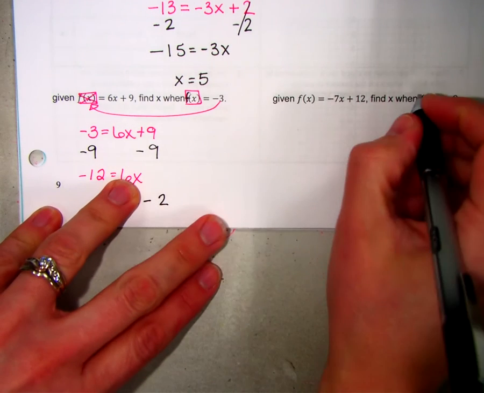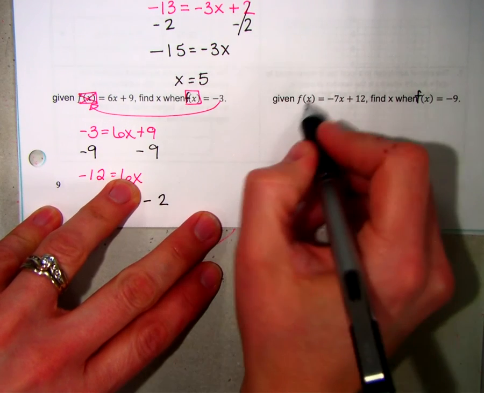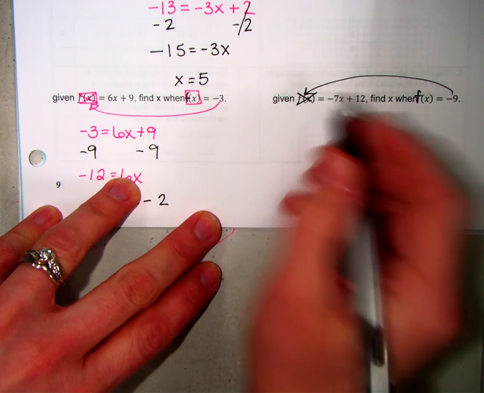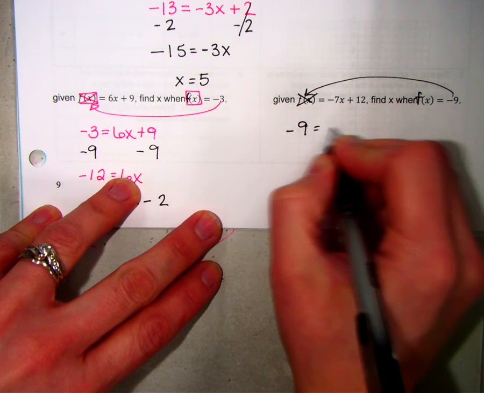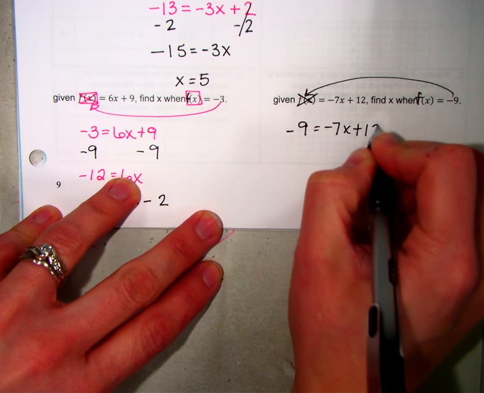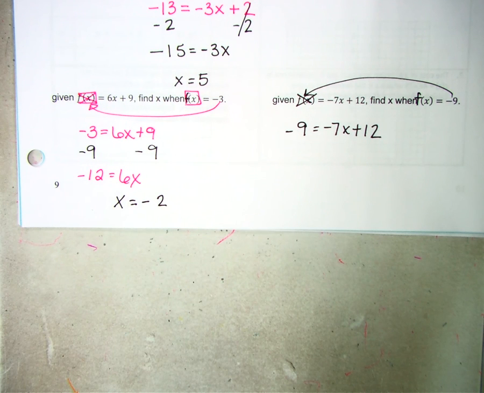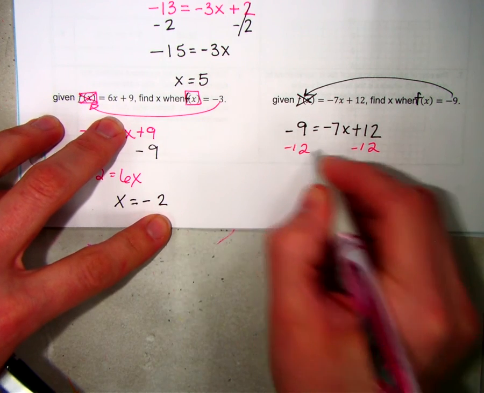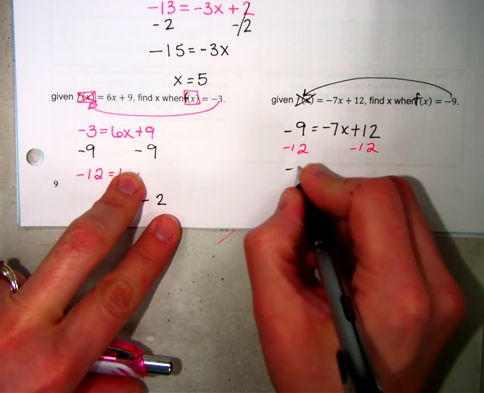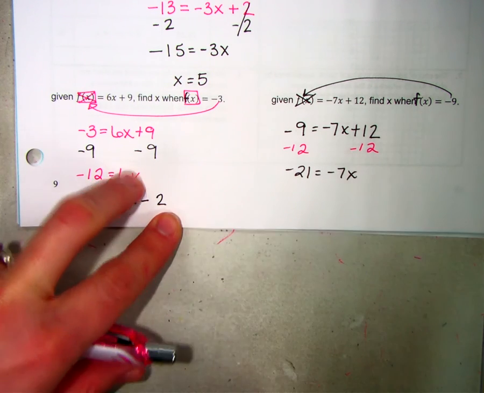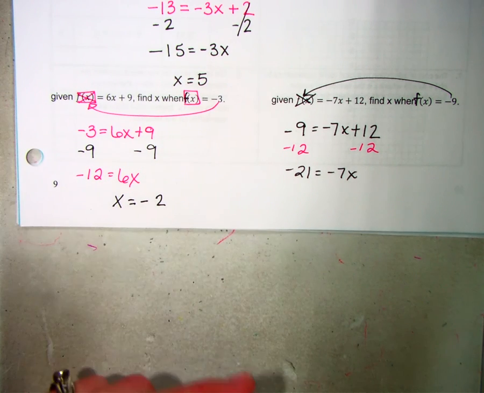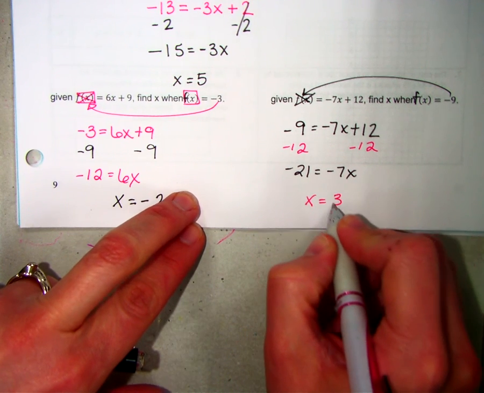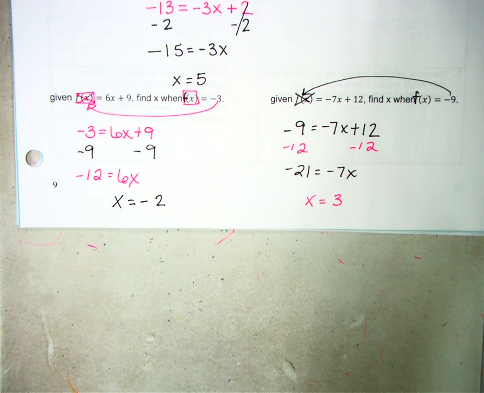Okay, I've got one more here. f of x. I forgot that f again. Right, there it is. So that negative 9 is going in place of the f of x over here. Minus 12. Keep the negative. Divide by 7. x equals positive 3 this time.